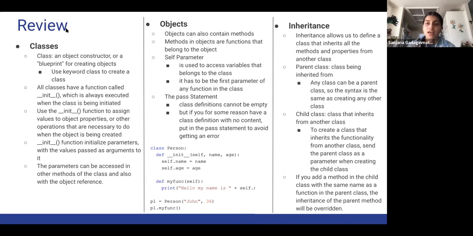Inheritance was the last thing that we went over. Inheritance allows us to define a class that inherits all the methods and properties from another class. This is when you have a parent class, or the class that you want to inherit from. Any class can be a parent class, and it's the same syntax as creating any class. A child class is the class that inherits from that parent class. To create a class that inherits from another class, you set the parent name as a parameter inside the definition for the child class. If you add a method in the child class with the same name as a function in the parent class, then you would be overriding that method in the parent class. Okay, so that was just a quick review of last week.